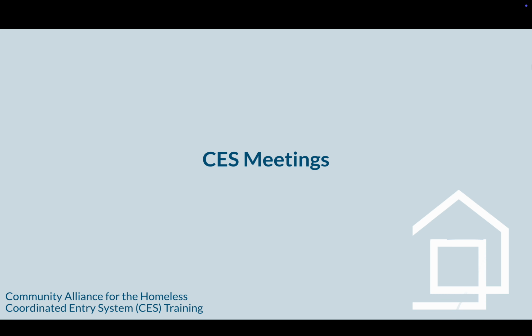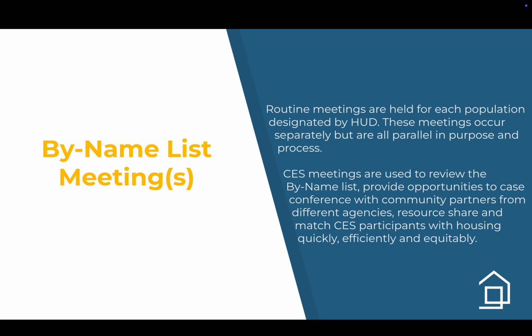Now let's discuss the different CES meetings. The CES by name list meetings are routine meetings held for each population designated by HUD. These meetings occur separately but are all parallel in purpose and process. CES meetings are used to review the by name list, provide opportunities to case conference with community partners from different agencies, resource share, and match CES participants with housing quickly, efficiently, and equitably.